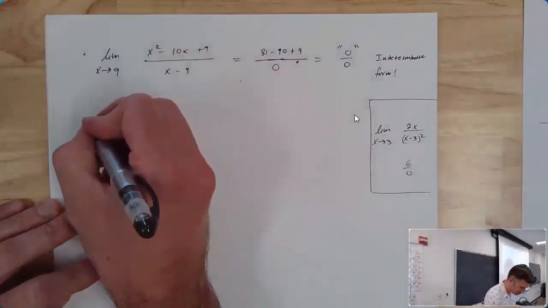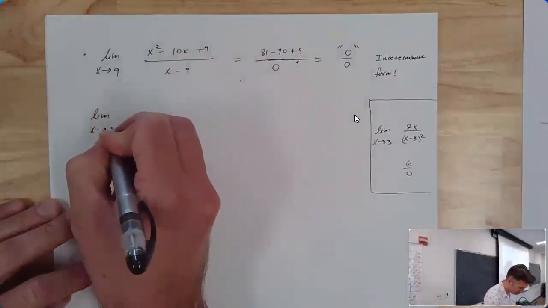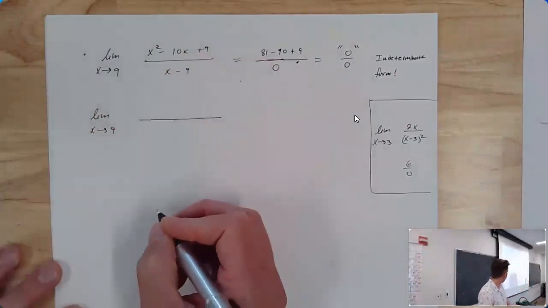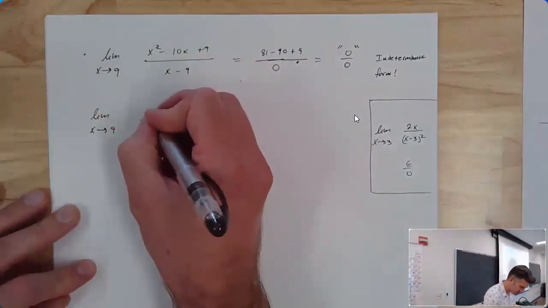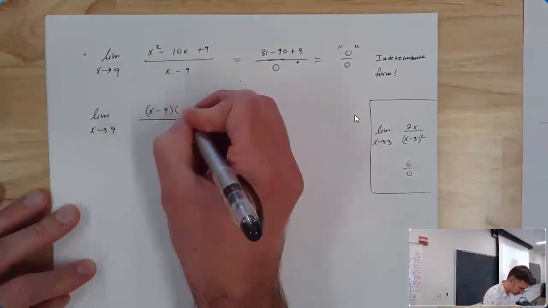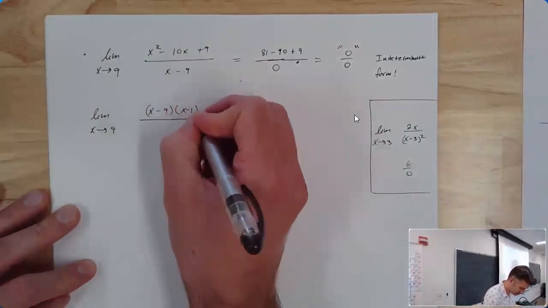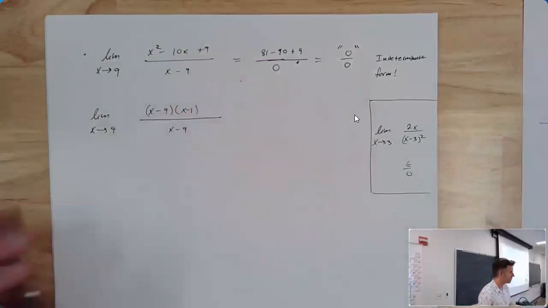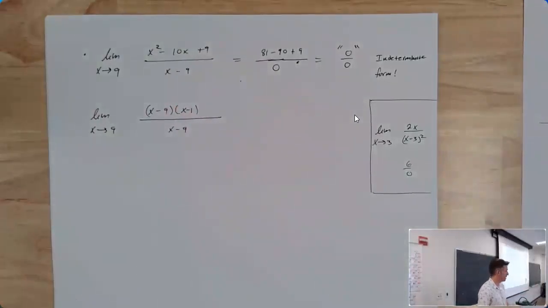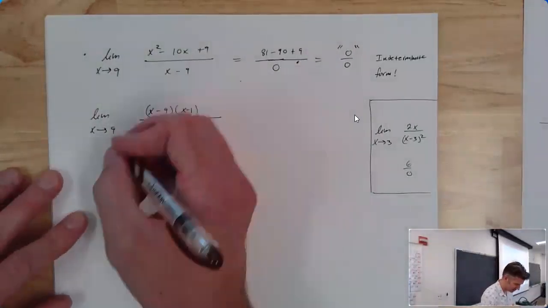So here what we do is some algebra. We can factor that numerator. X squared minus 10x plus 9 factors as x minus 9 times x minus 1, over x minus 9. And now here's the thing that people sometimes have issue with, which I'll try to explain as well as I can. I can cancel those x minus 9s.